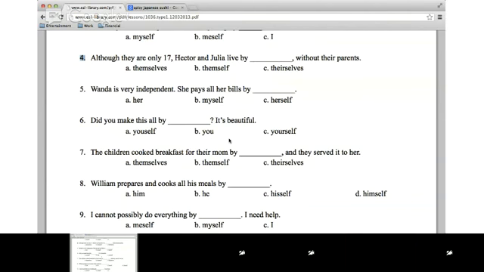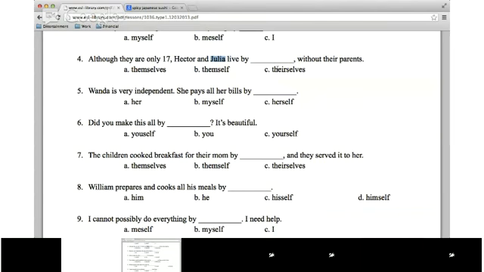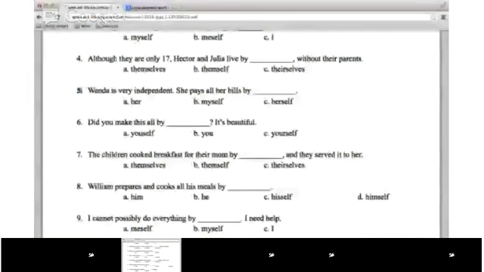Yes, by themselves, because we have Hector and Julia. Their selves is not a word. Themself, that is not a word either. We need the V and the ES. Okay, good. How about number 5?